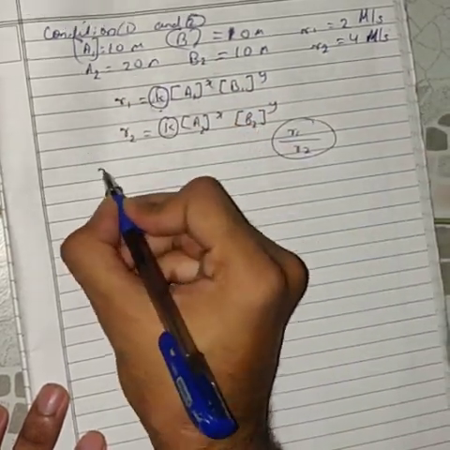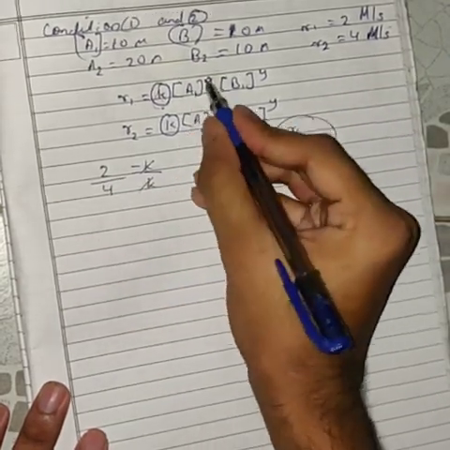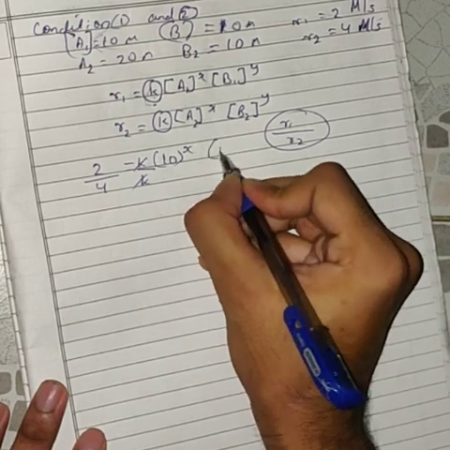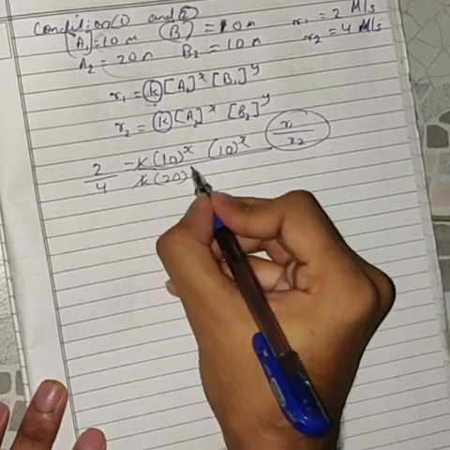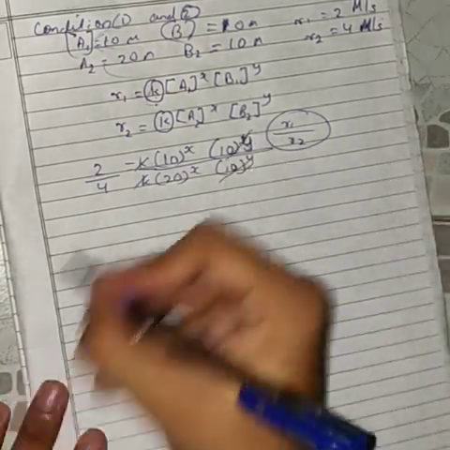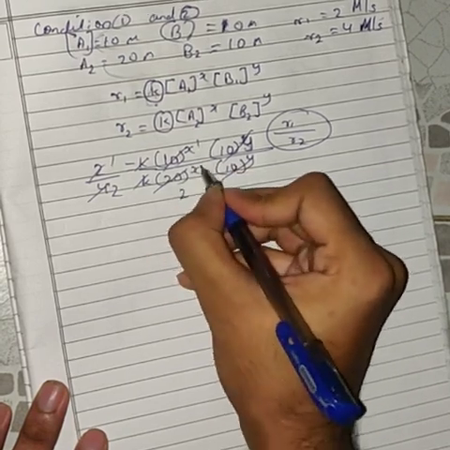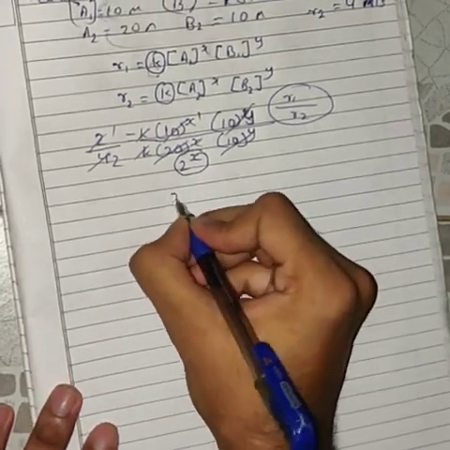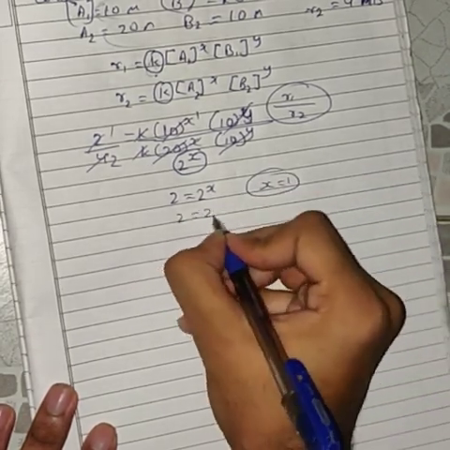Okay, so R1 was 2, R2 was 4, k as it is gets cancelled. This a1 raised to x, so the concentration of A is 10 raised to x. For b, again it will be 10 raised to y, but a2 is 20, so it is 20 raised to x, and this will be also 10, so 10 raised to y. This gets cancelled, this is 1, 2, and this is also 1 and 2. Remember, x remains there, so it becomes 2 raised to x. It's very simple. So from this I get 2 is equal to 2 raised to x, and it's very easy to guess that x will be equal to 1 because 2 is equal to 2 raised to 1, right?